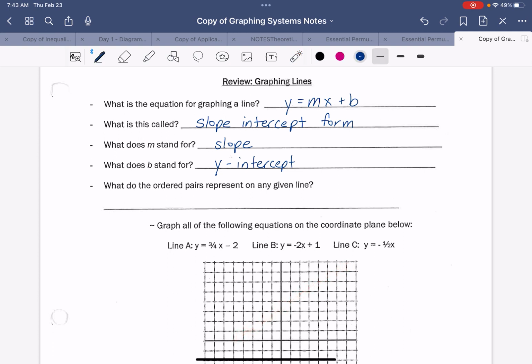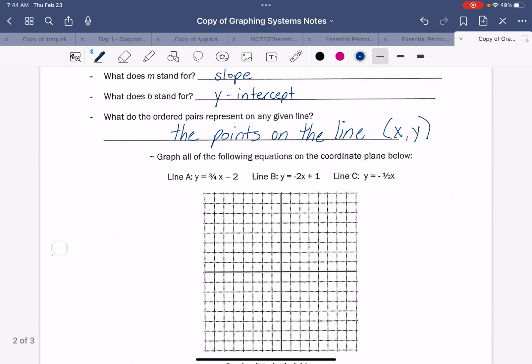All right, so what do the ordered pairs represent on any given line? It's the points on the line, okay? Remember, an ordered pair is x comma y. X always comes first, followed by y. Alphabetical order makes it easier to remember. I want you to label your graph here. This is your x axis. This is your y axis, right?